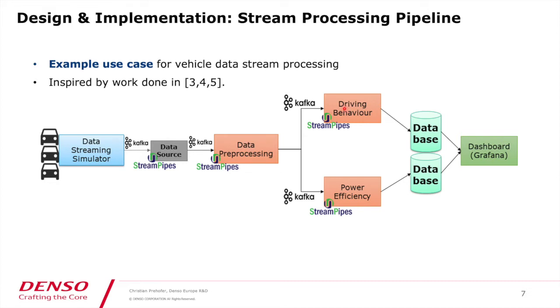Driving behavior, as the name suggests, estimates the driving behavior of the vehicle as good or bad. And the other service, power efficiency, calculates the vehicle specific power, which is the theoretical power the vehicle should have consumed. And it also computes the actual power the vehicle has consumed using the real-time data coming from the vehicle. Both of these services then store the final results in the databases, which is then visualized in real time on the Grafana dashboards.